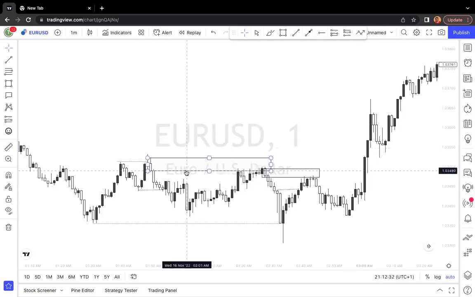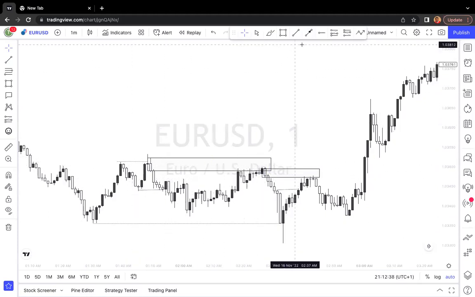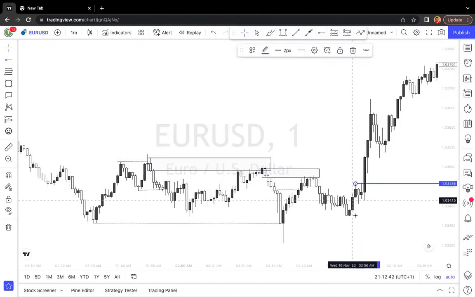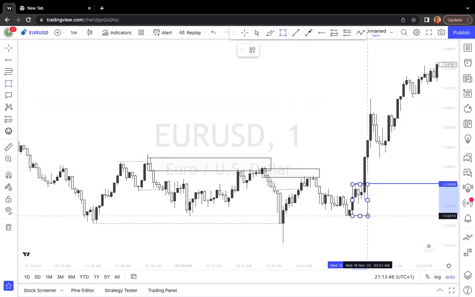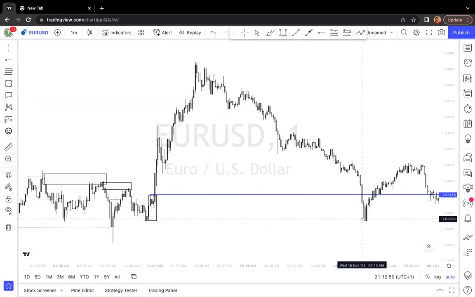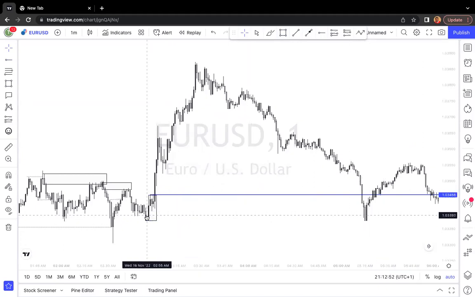So we failed this area of supply. As soon as we fail this area of supply, broken supply transfers power to the demand that failed it. Hence we have these guys in play, these guys inside of here. So price came back to the left and tapped into that range. It mitigated this one properly.